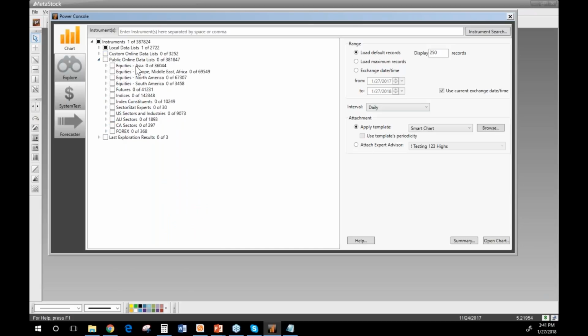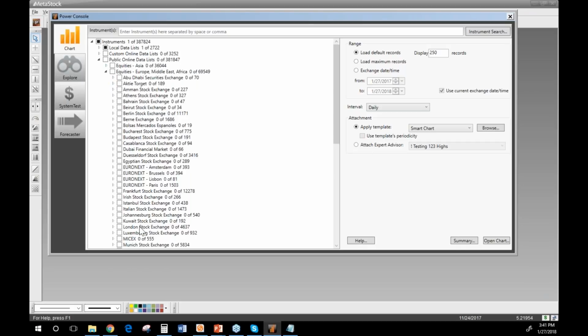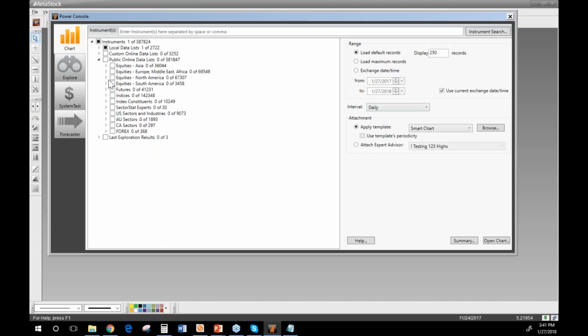Okay, so you'll see that they have Asia coverage. In all, we cover about 381,847 instruments in MetaStock, which is fairly incredible. If you're in Asia and want to follow something in Asia, there's a huge list of Asian stocks. I'll just expand it out a little bit. You'll see New Zealand, Australia, Bombay, Calcutta, you name the exchange, it's probably on this list. Same with Europe, Middle East, and Africa. Again, the coverage Reuters offers is incredible.